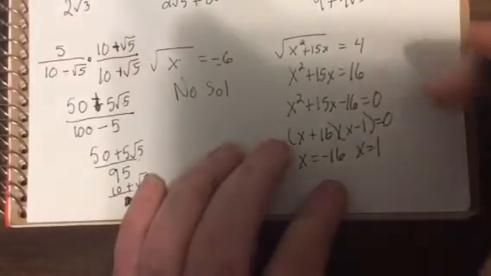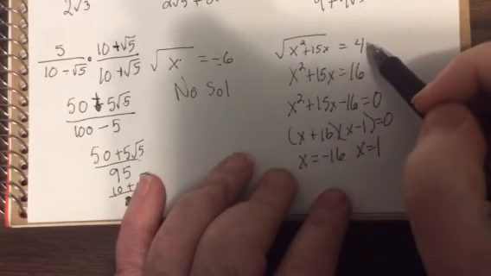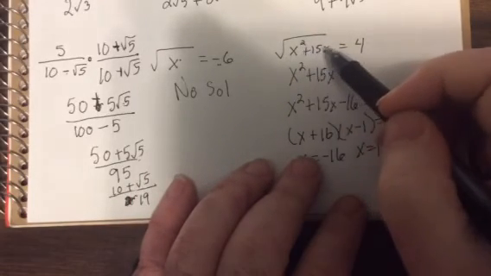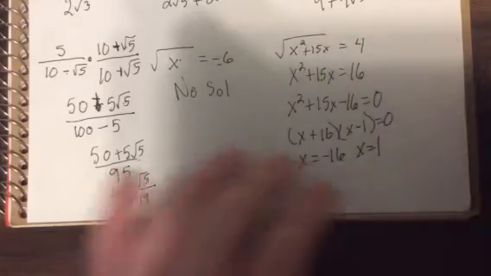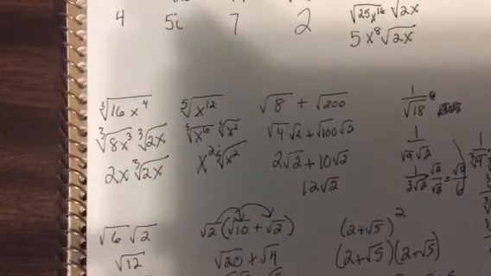So plug her back in. 1 plus 15 is 16, square root of 16. Yes. Negative 16 squared minus 15 times 16 would be 16. That's right. Woohoo! So fast little review from me to you.